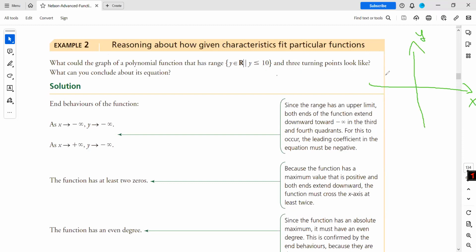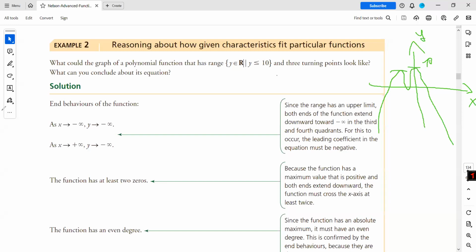Even degree function has this characteristic. So our reasoning is we have a polynomial function of an even degree that has maximum point at y equals 10, and has an end behavior in negative infinity for both ends, right? But we also know that it has three turning points, so it won't be simple parabola. It will be something like this. 1, 2, 3. Something like this with two peaks.